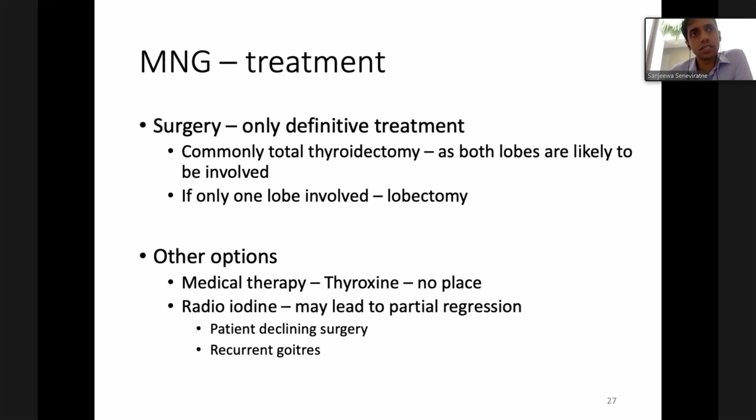is high. But the resolution, because most of these nodules are filled with colloid, the size of the nodule is very unlikely to go down significantly with any of these treatments other than surgery. So surgery is the only definitive treatment for a multinodular goiter.